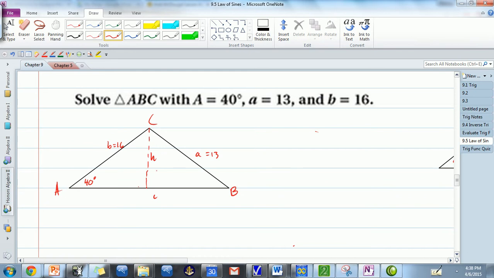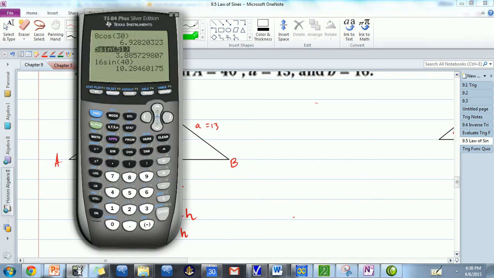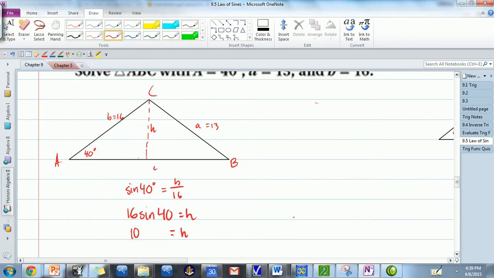Now, in finding this height, remember, we're talking about 40 degrees. Since we have 40 degrees here, we could do sine 40. Whatever sine 40 degrees is, that's going to equal h over 16, right? Meaning that you have 16 sine 40 equals h, meaning that h equals 10.28, right? So 10.28. Now, we have all of those.